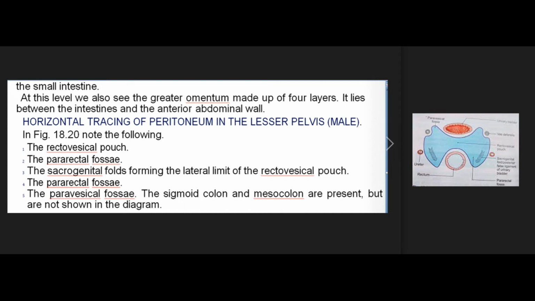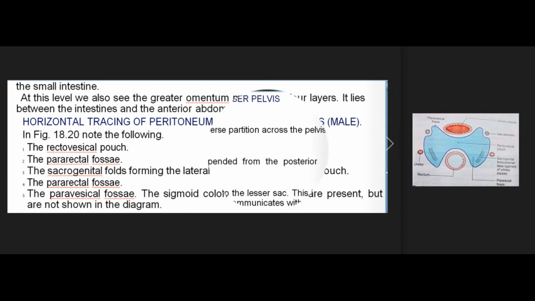Horizontal tracing of peritoneum in the lesser pelvis, male. In Fig 18.20 note the following. 1, the rectovesical pouch. 2, the pararectal fossae. 3, the sacrogenital folds forming the lateral limit of the rectovesical pouch. 4, the pararectal fossae. 5, the paravesical fossae. The sigmoid colon and mesocolon are present, but are not shown in the diagram.